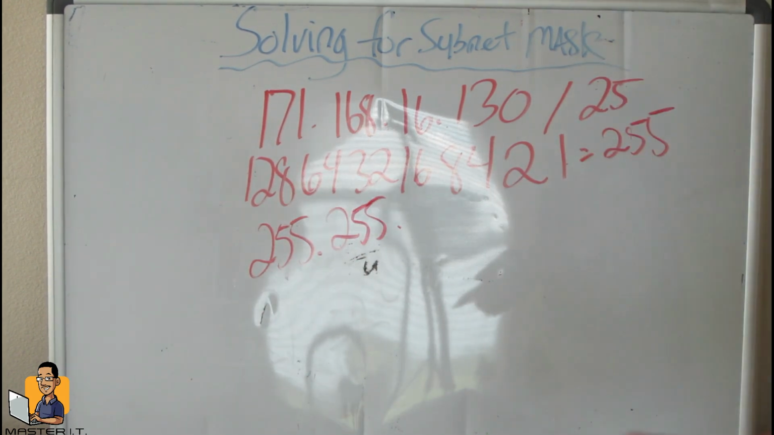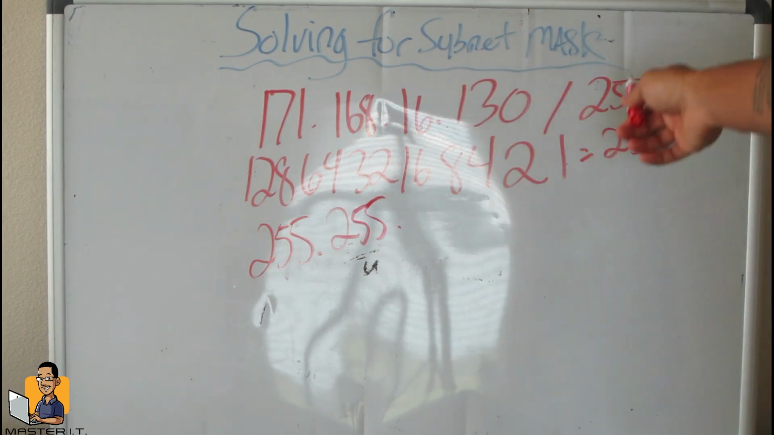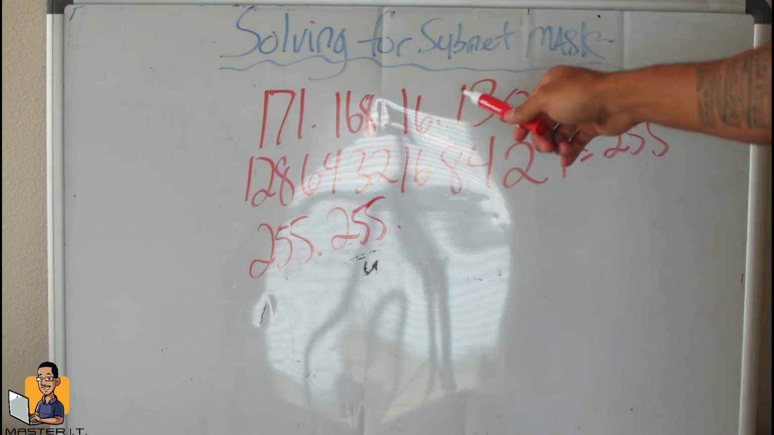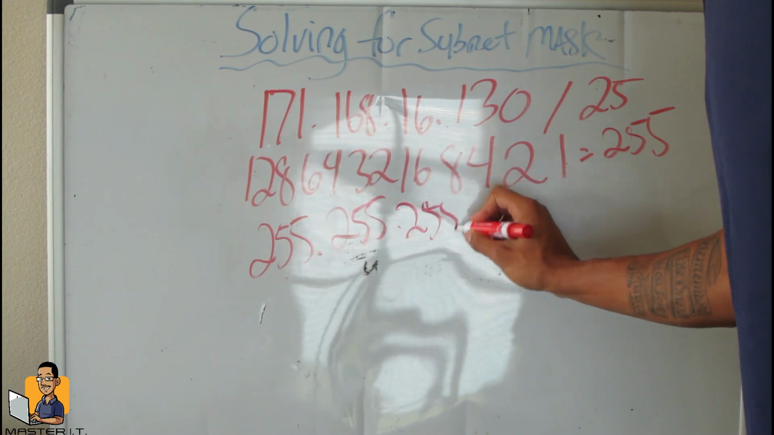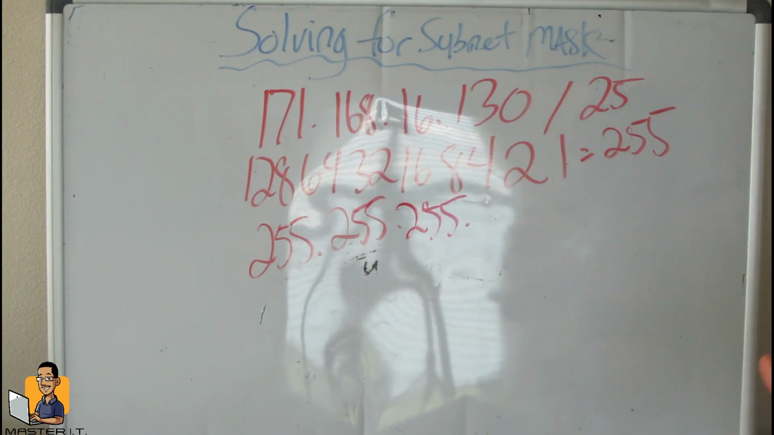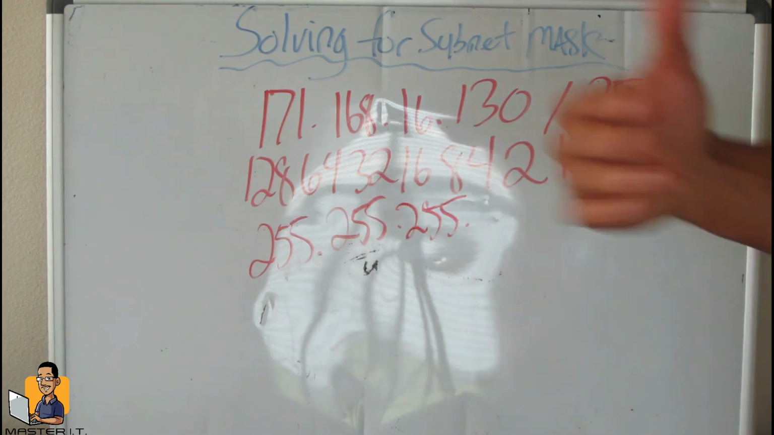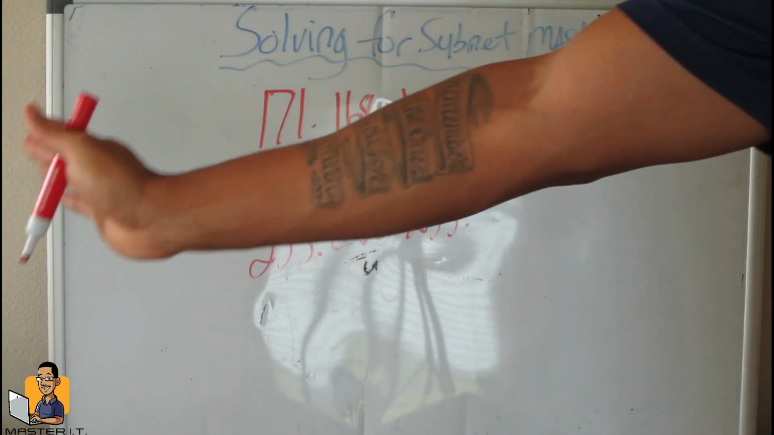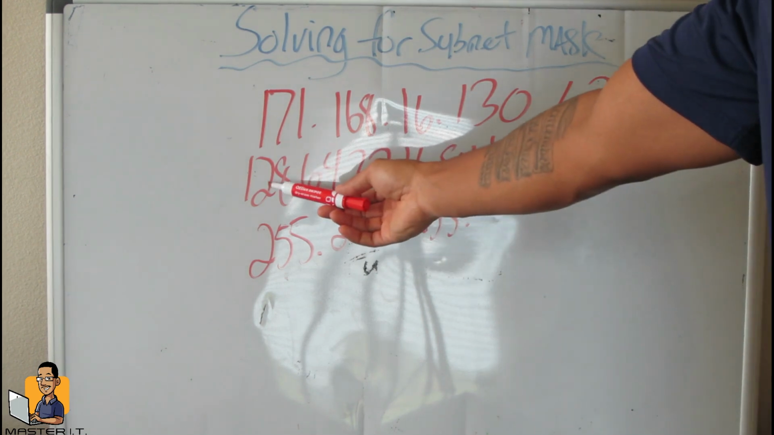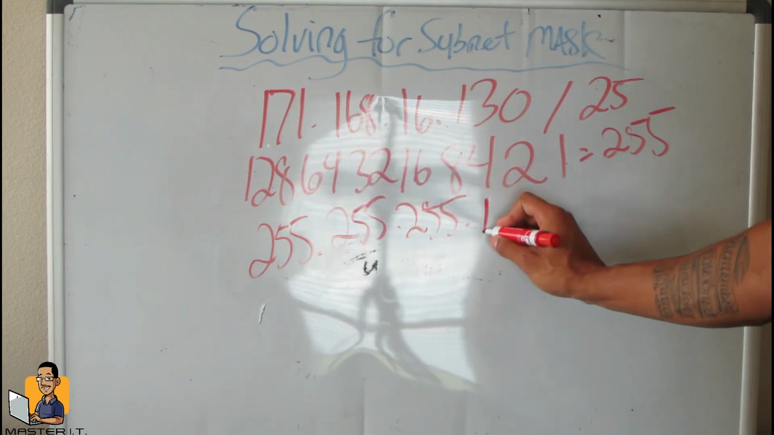Trying to get to /25. First octet is 8, second octet is 16, third octet is 24. So to get to 25, that means the third octet is completely on as well. All 8 bits are on, so it's going to be 255. Now, if we got 8, 16, 24, how many bits are on in the last octet? One. Perfect. So only one bit on, and we always go from left to right. So the 128 bit is the 25th bit.